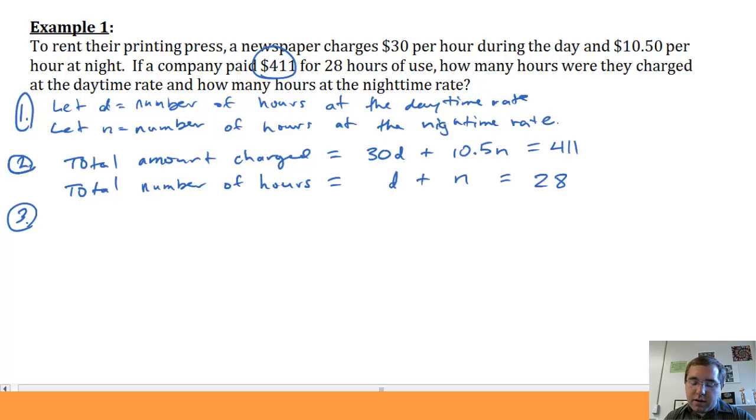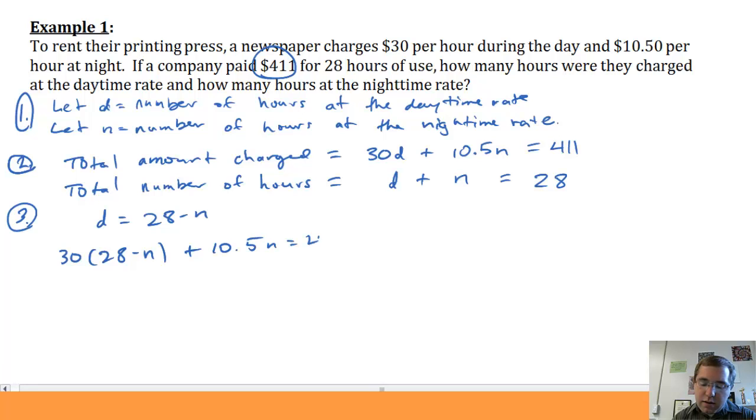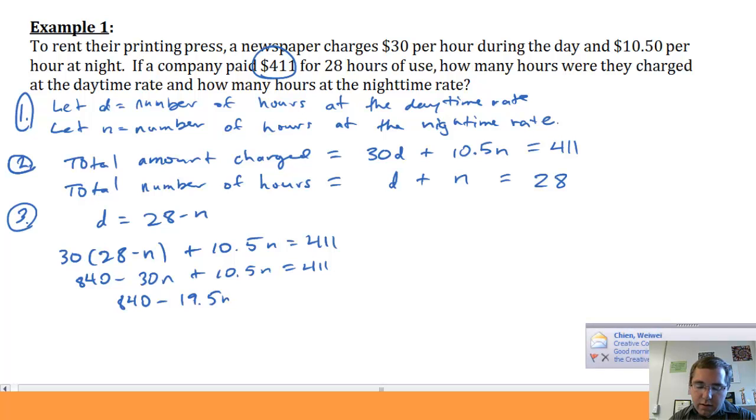Part 3, we solved those two equations as a system. So, looks like we could pretty easily use substitution here because we can take the second equation, D plus N equals 28, and we could solve it for D or for N. Let's say we solve that for D. So D would be 28 minus N. We can substitute that into the first equation for D. So we would have 30 times 28 minus N plus 10.5N equals 411. 30 times 28 is 840. Then minus 30N plus 10.5N equals 411.